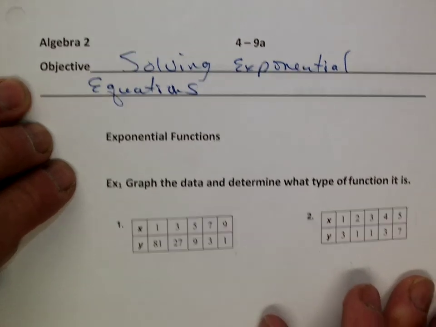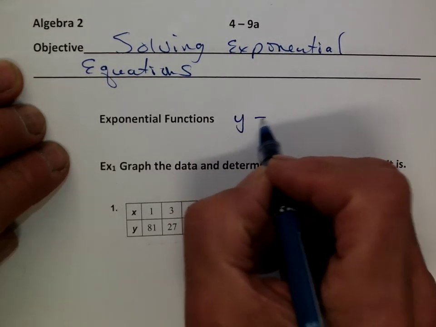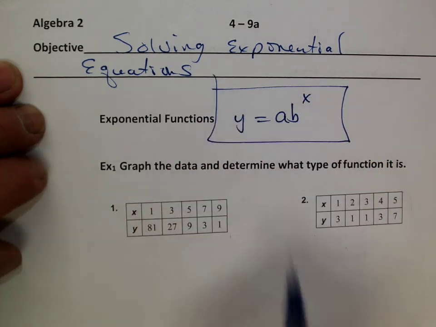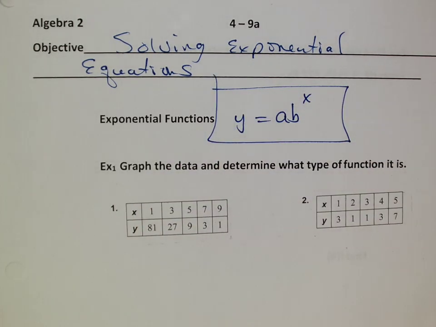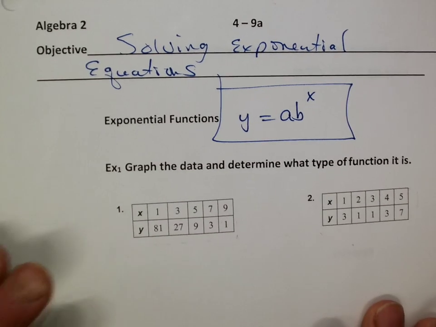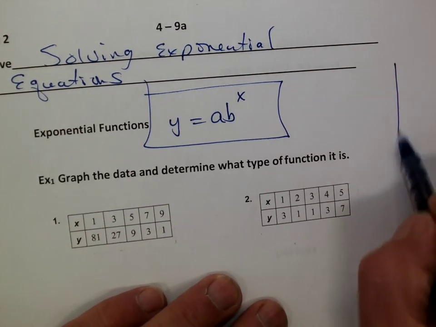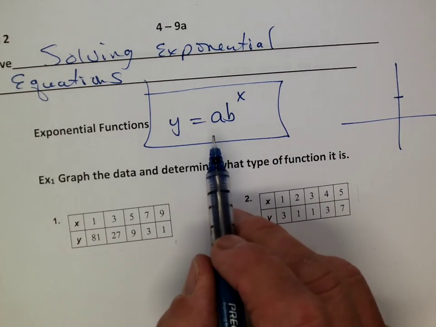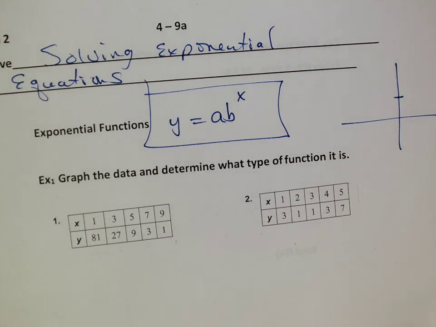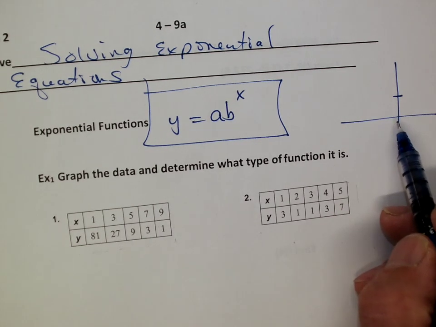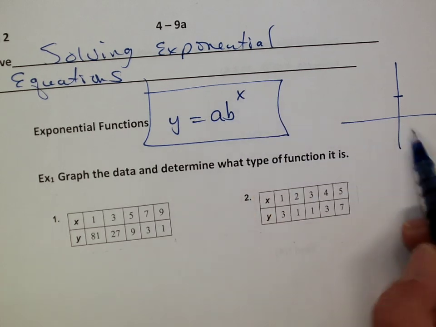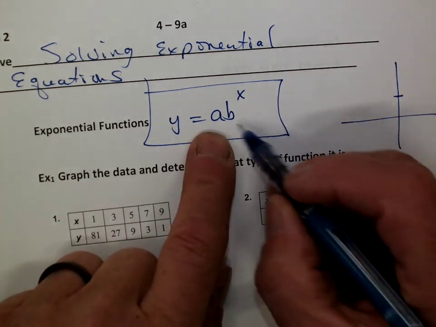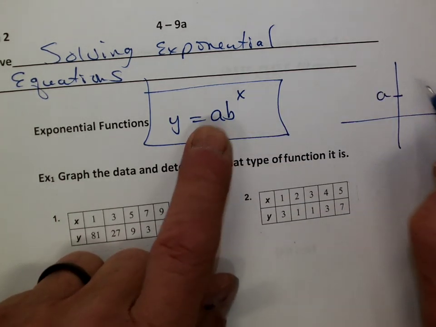So, as an exponential equation, let's write y equals ab to the x. I'm going to put a big box around it. Y equals ab to the x. If I were to graph this, whatever the value of a is, that's where it crosses the y-axis. Has to be, because if x is 0, anything to the 0 power is 1, and 1 times a is a. So whatever this value is, that's where the graph goes through.